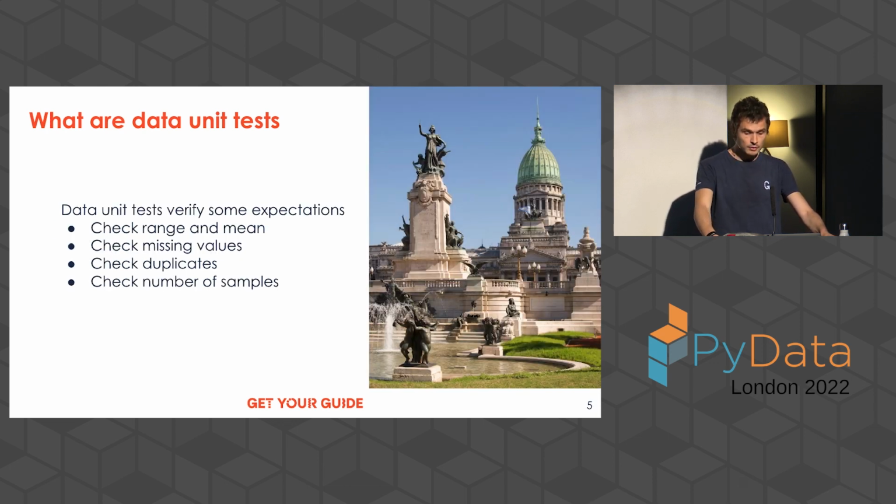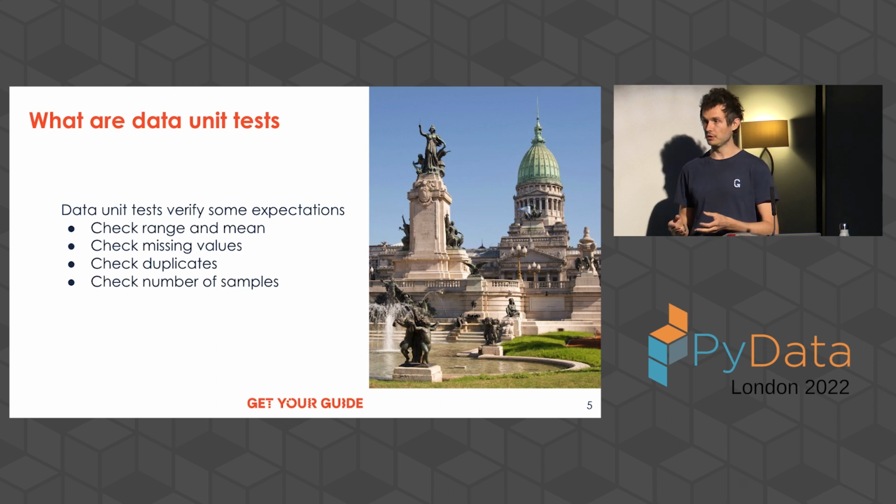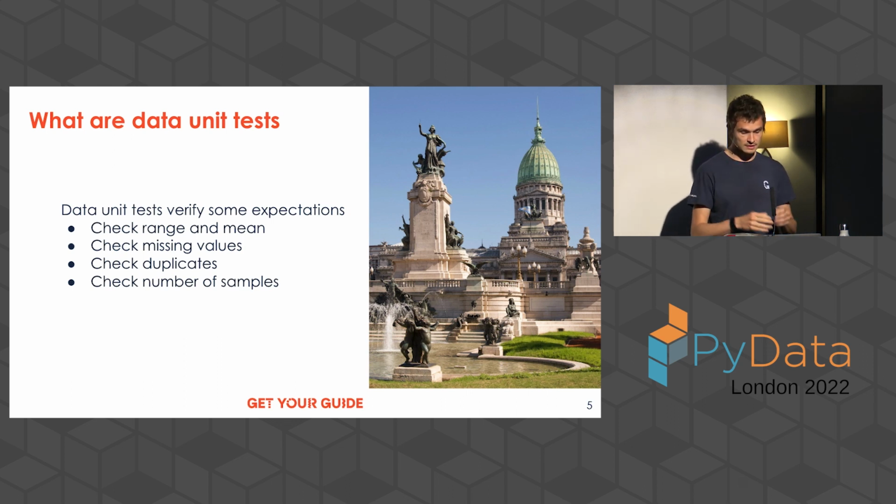With data unit tests, the idea is to verify some expectations that you have on your production data. I think we need to make a clear distinction between testing your algorithm and testing your data. For example, if you want to test that your algorithm is able to handle a null value, that's a classical unit test. However, if you want to test that your data set does not have nulls, or not too many nulls, that's a data unit test. You want to check that the production data that you will use to train a model or things like that has certain properties.